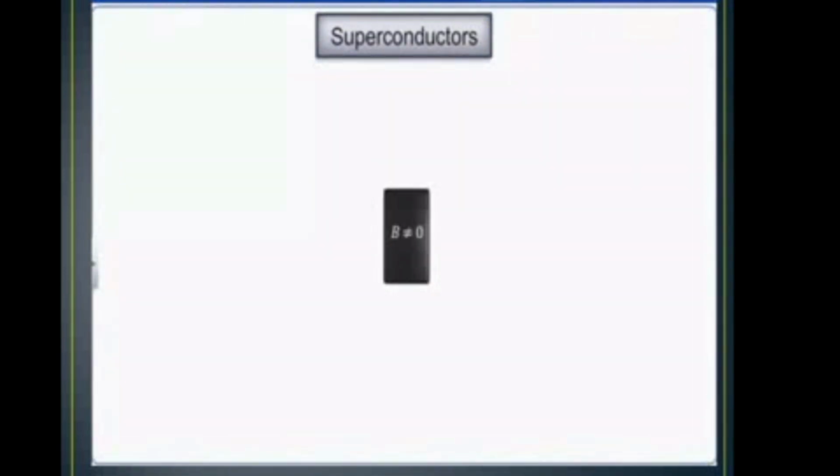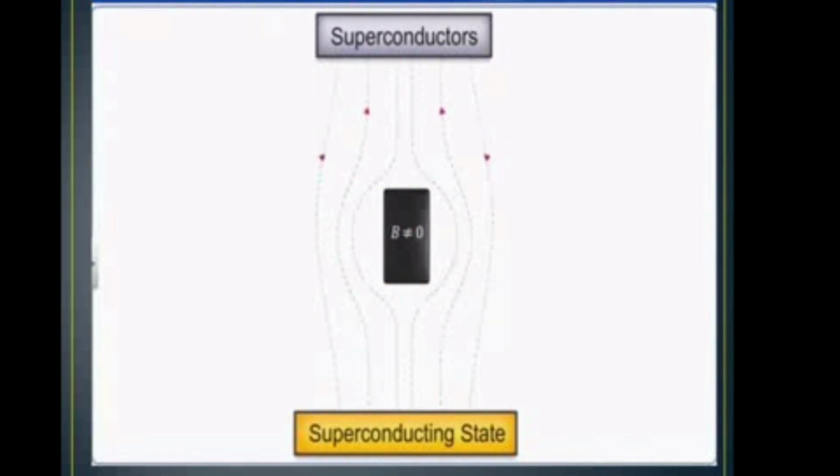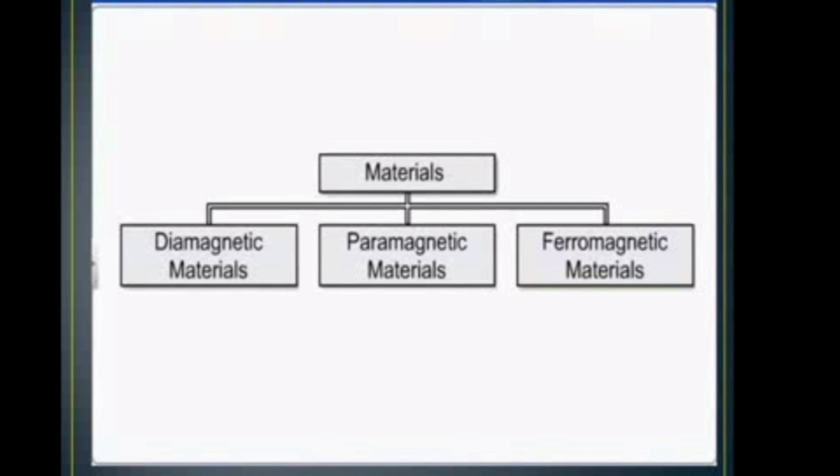When a superconductor is in the normal state, the field passes through it, but in the superconducting state the field is excluded. So it's called the Meissner effect. The Meissner effect means a superconductor behaves like a perfect diamagnetic material below the transition temperature Tc. It is used in magnetically levitated trains, where the trains are levitated, so they move without any friction.